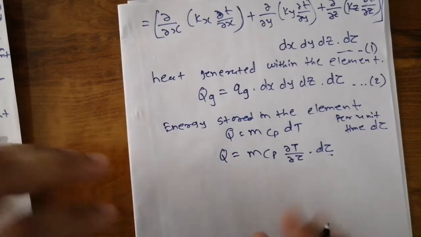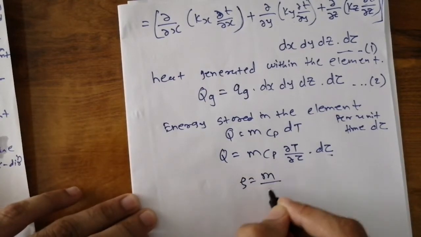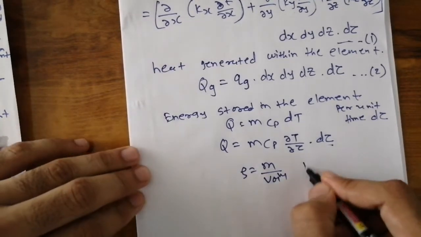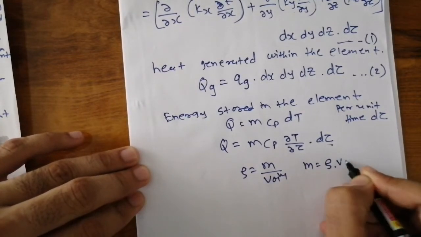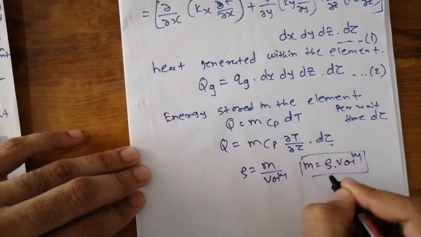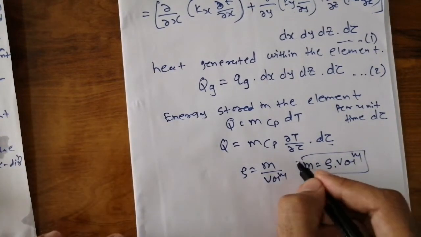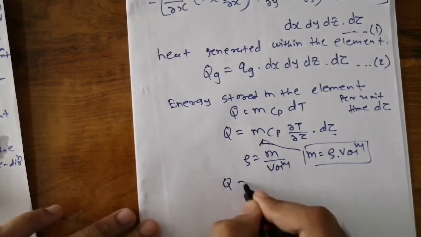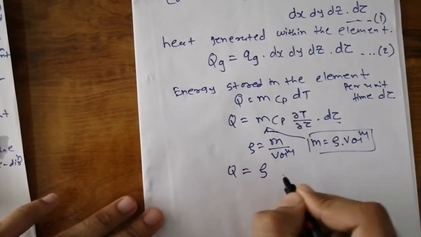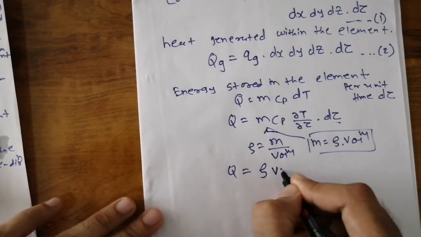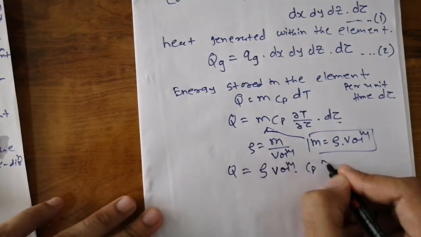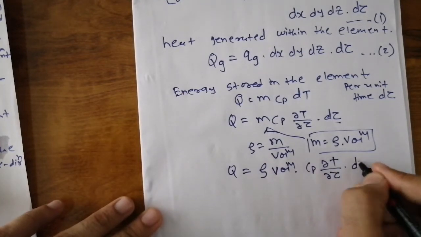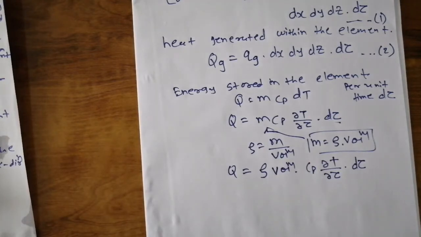Now we can also write what is m? M is mass. So we can say that density is equal to mass upon volume. So we should write mass is equal to density into volume. We just put that here. So we should write Q is equal to density, volume, Cp, del T by del tau into d tau.